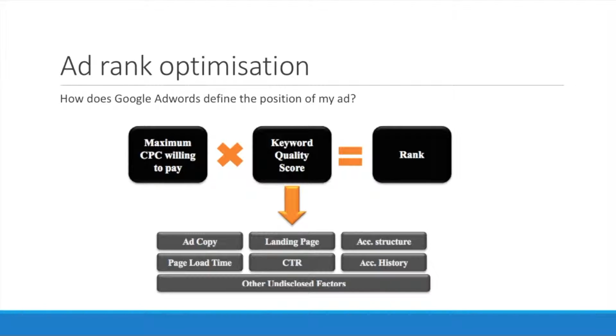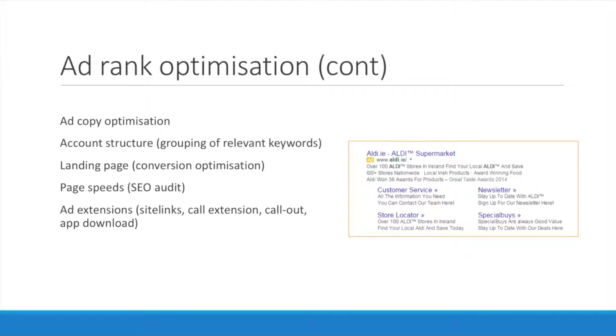In order to improve quality score, we can really tweak and play around with the ad copy, making it more relevant for the user. The better the ad copy is in line with the search query typed into Google, the more relevant it is to the user and the better the quality score will become.